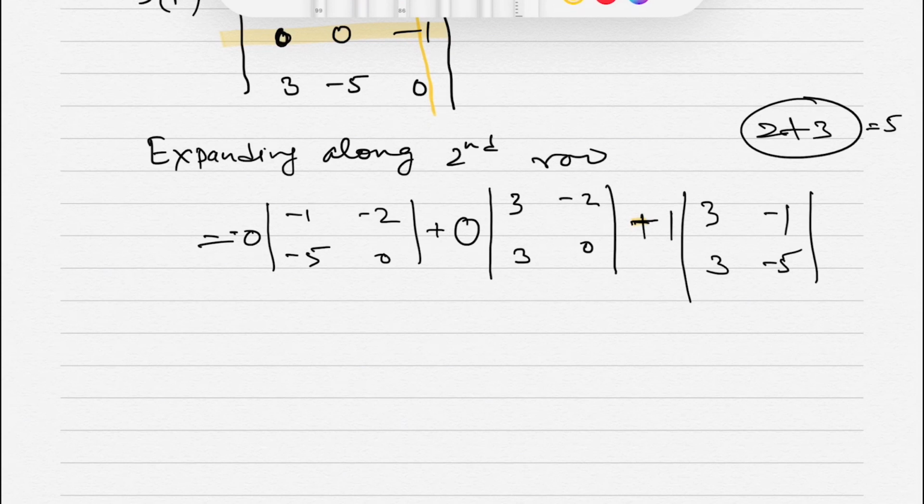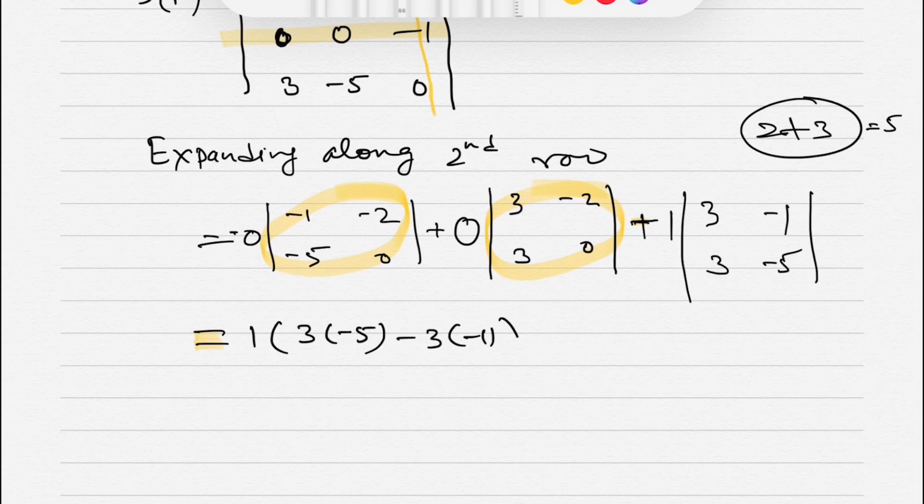Here I have written 0 into these determinants. In actual practice you need not write this because you know that if you multiply any number by 0, the product is always 0. So simply you write 0, 0 at these two places and solve the third part only. We'll get 1 into 3 into minus 5 minus 3 into minus 1, and the answer is minus 15 plus 3, which is equal to minus 12. Minus 12 is the answer.